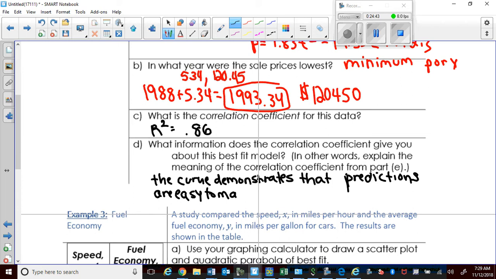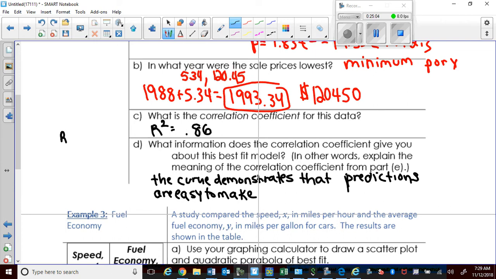And just a little recap about our correlation coefficients. So if R is my R value, my correlation coefficient, so what does this mean?